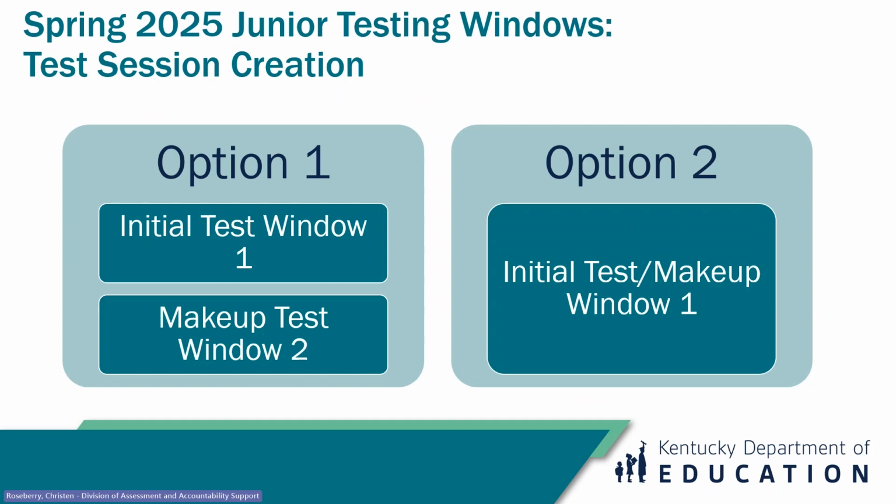You have a couple of setup options. Option 1, you can test in window 1 and window 2 and use all 18 test days. Option 2, you do all of your testing in the initial test window 1 using only those 9 test days.